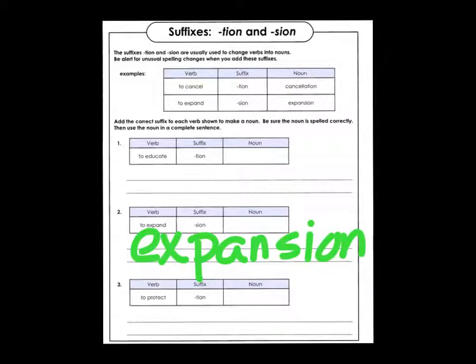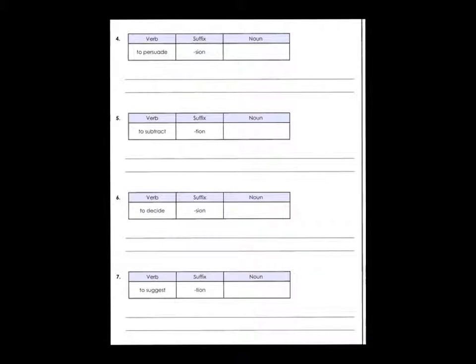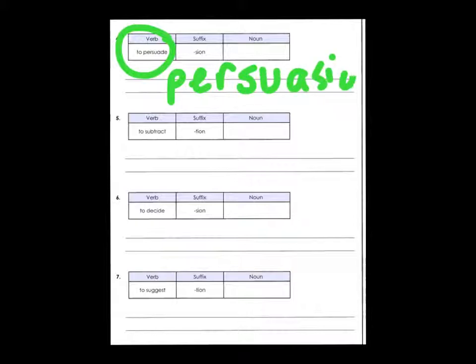Once again, protect, you see that T sound, so you're adding the TION. Persuade. We're seeing that D sound at the end of our verb again. So when you hear the D sound, persuade is to convince somebody. A persuasion is something you would write in order to get somebody to agree with you. Persuasion is a type of writing. So persuasion would be spelled persuasion. There you go. And subtract, we hear the T, so we know we're just adding the TION.